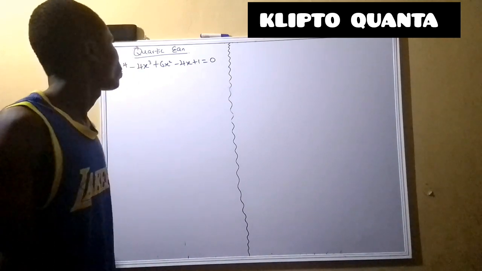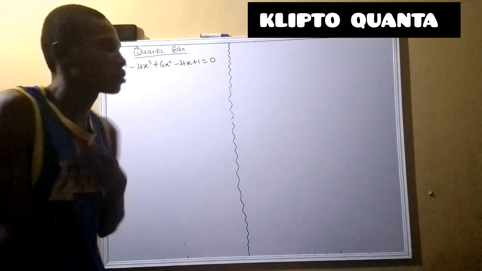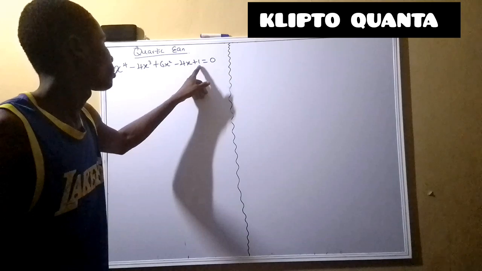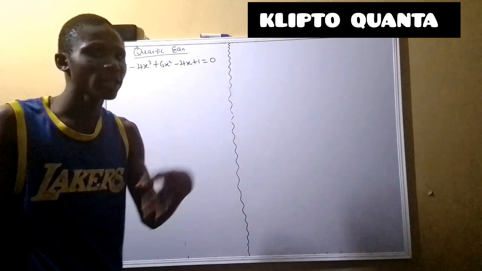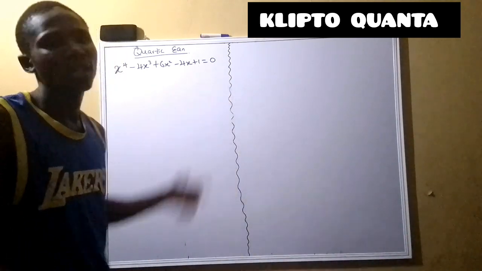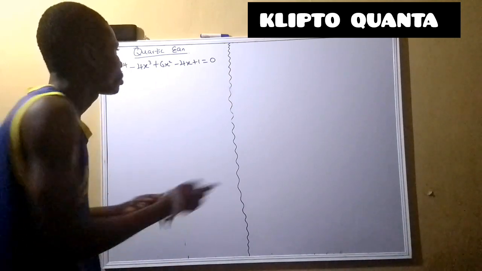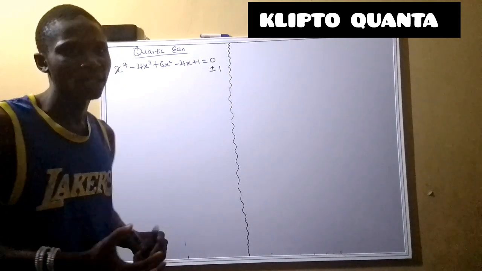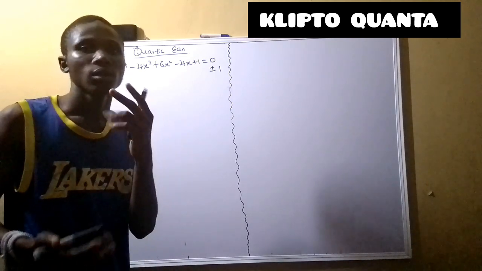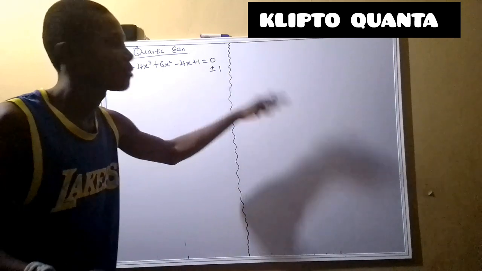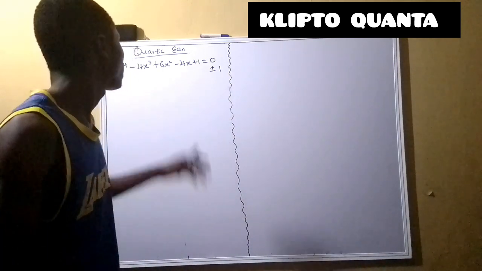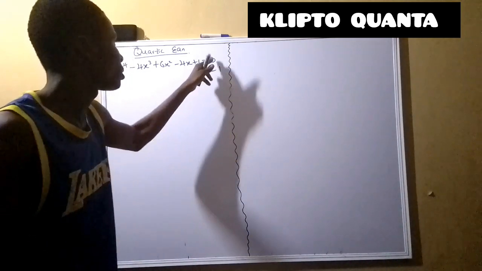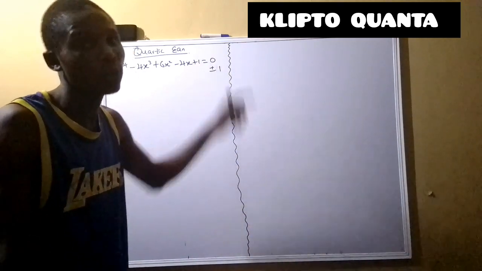Whenever you want to do something like this, you can use synthetic division. How do you apply it? You look at the last term and look for the positive and negative factors of it, which is 1. The factors of 1 are just positive 1 and negative 1. Then you look for the value that, when you insert it into the equation, gives 0. That's the root, or the zero of the polynomial.